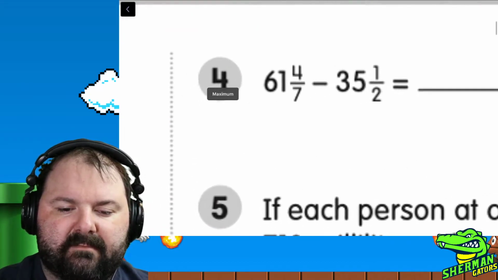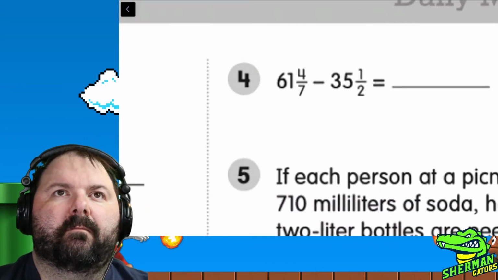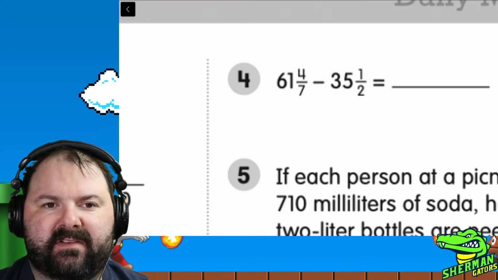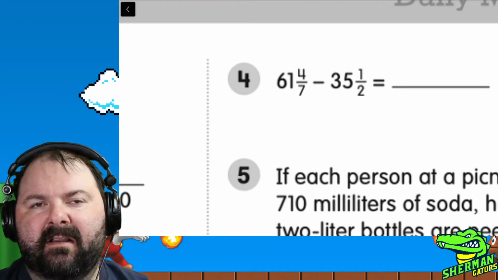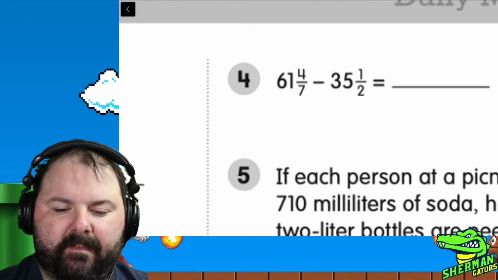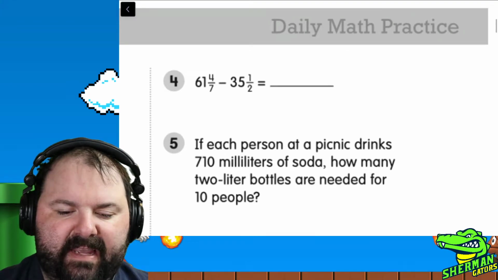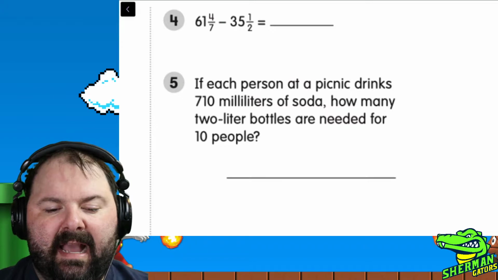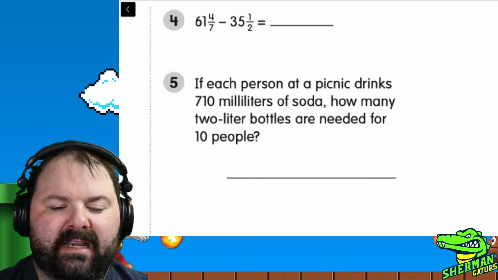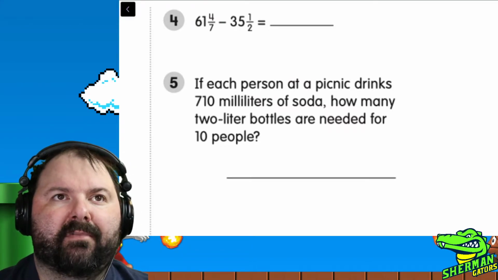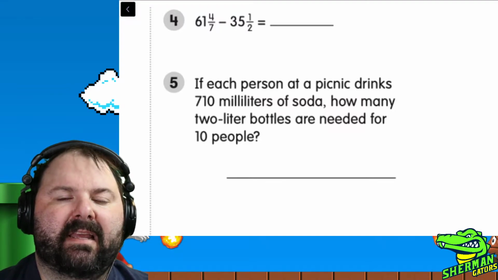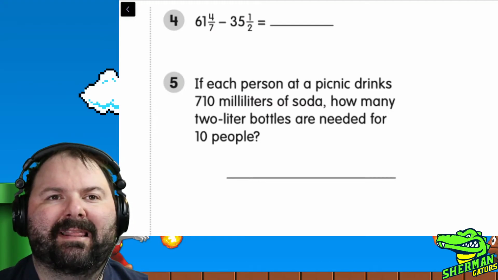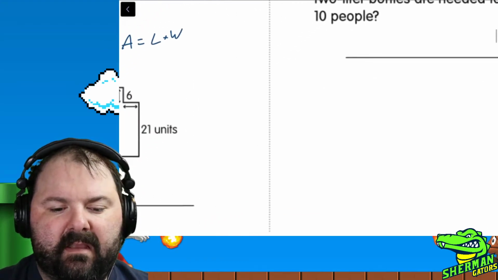Number 4, we are doing some subtraction with mixed numbers. Remember, when you subtract fractions, you must first find a common denominator to be able to subtract them. And number 5, if each person at a picnic drinks 710 milliliters of soda, how many 2-liter bottles are needed for 10 people? So you're going to want to first see how many milliliters total they have drank and then figure out how many liters are needed.